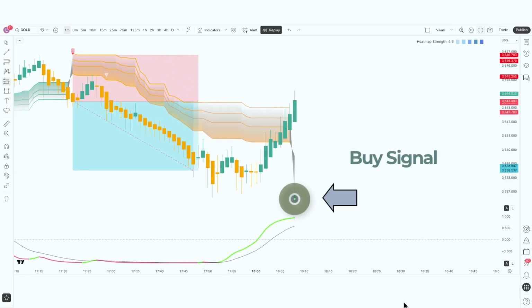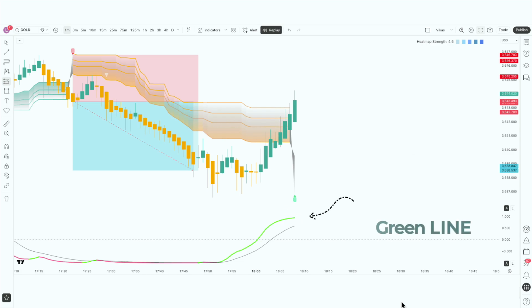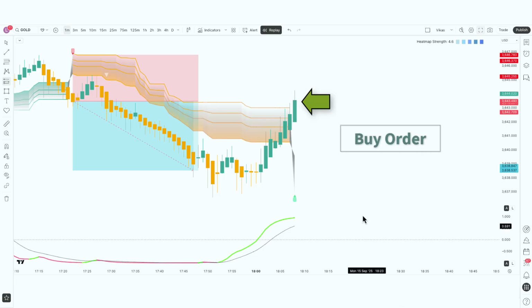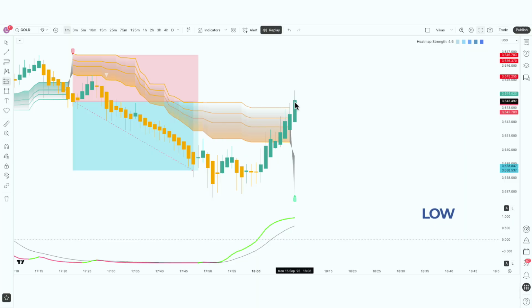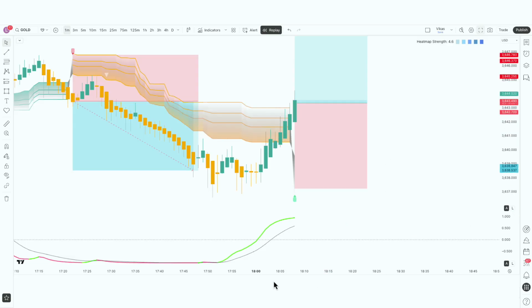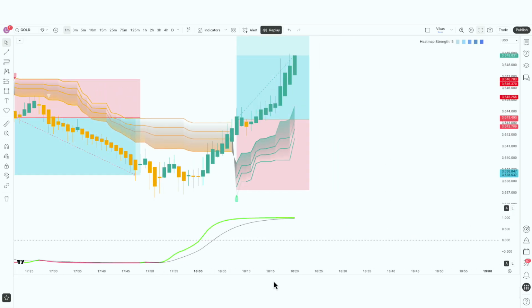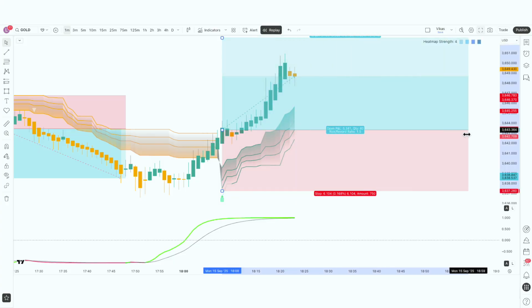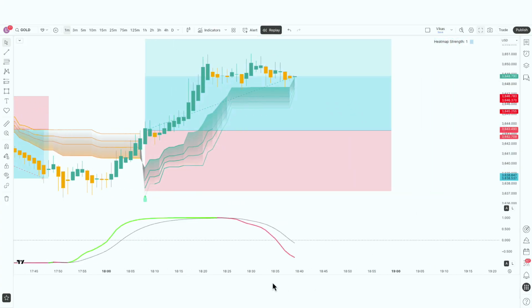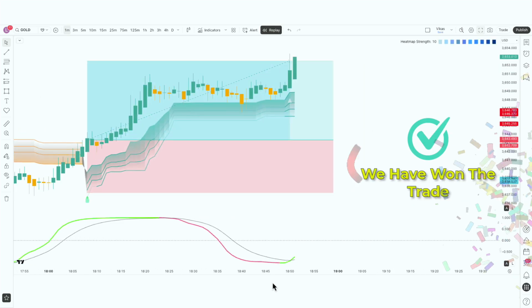Here, the heat map trailing circle of this indicator is buy signal. Here, the normalized smoothed green line. Here, market has made a bullish candle to give confirmation. So all our conditions are being fulfilled. So we are placing an order to buy. Our stop loss is to be placed at the previous low of the market. And the risk to reward ratio will be 1:1.5. Let's see what happens to our trade. Our trade is running in profit. We have won the trade.